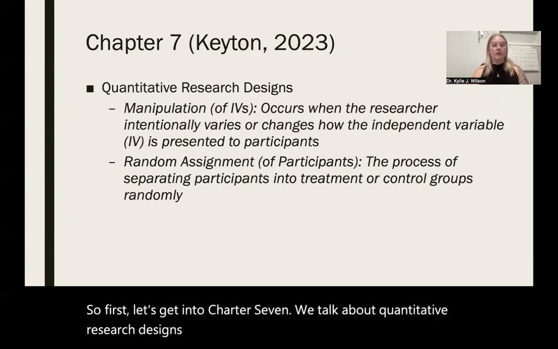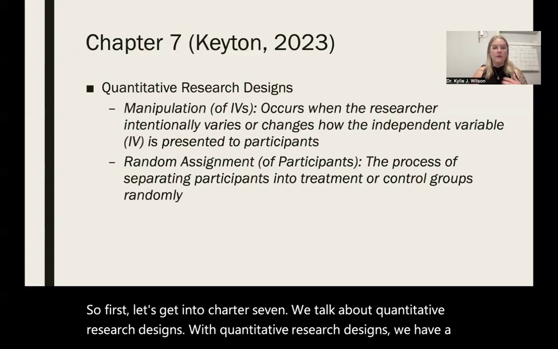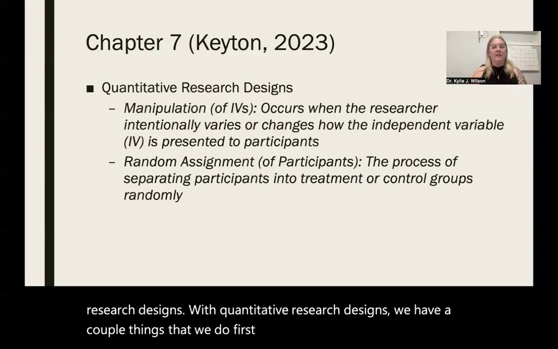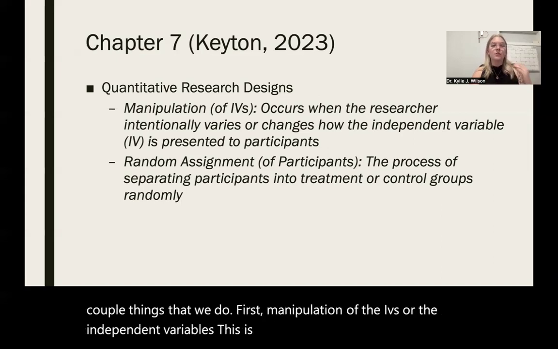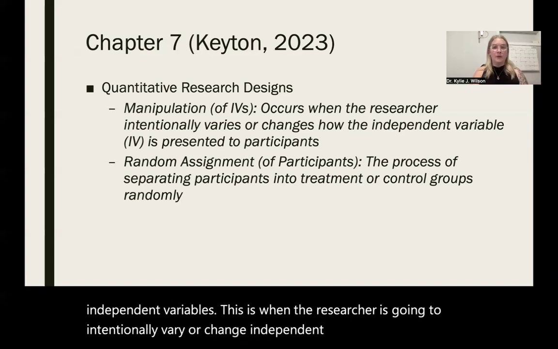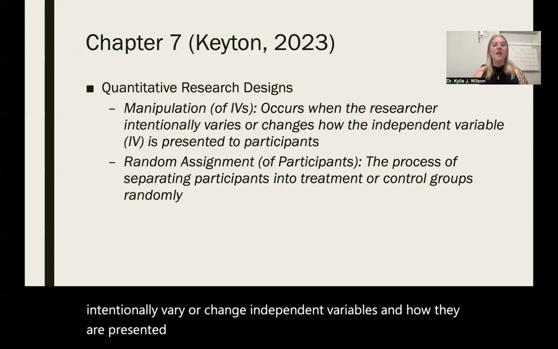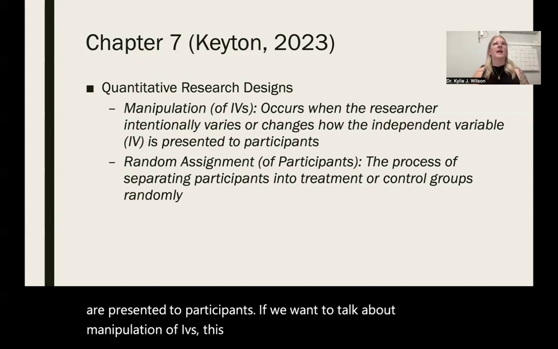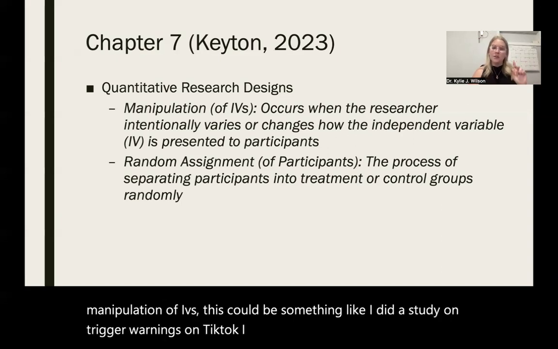With quantitative research designs, we have a couple things that we do. First, manipulation of the IVs, or the independent variables. This is when the researcher is going to intentionally vary or change independent variables and how they are presented to participants. If we want to talk about manipulation of IVs, this could be something like, I did a study on trigger warnings on TikTok. I had two conditions, my control condition and my treatment condition.